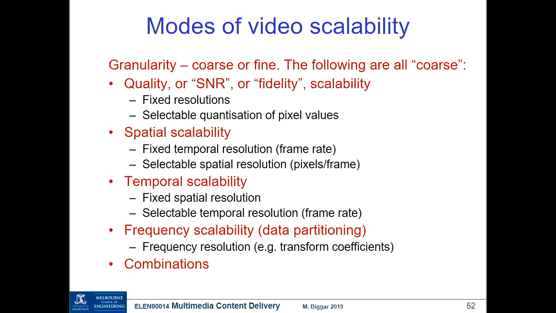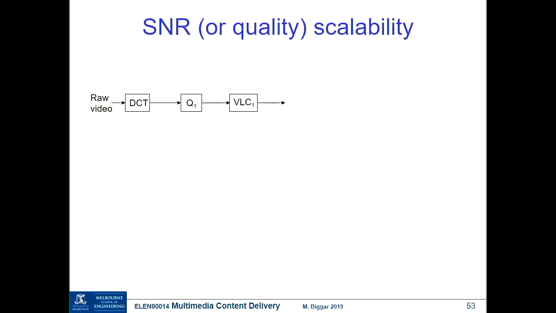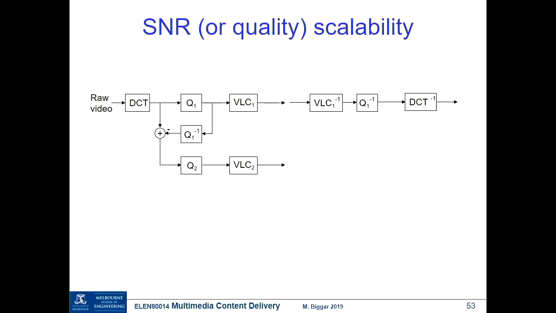So let's just go through these quickly. The principle of quality, or SNR scalability, is that we have our video that we encode using the DCT, for instance. We quantize the coefficients, we apply variable length coding, and our decoder over on the far side, when it receives that information, it can decode and display that quality.